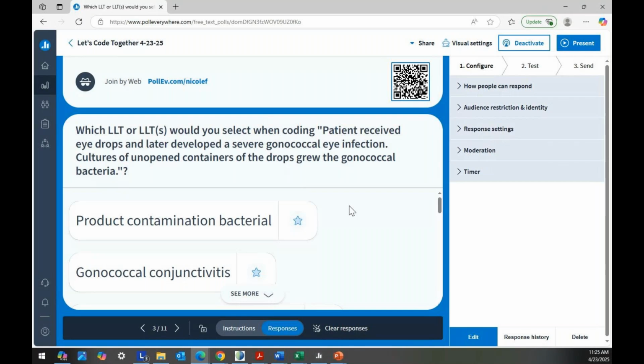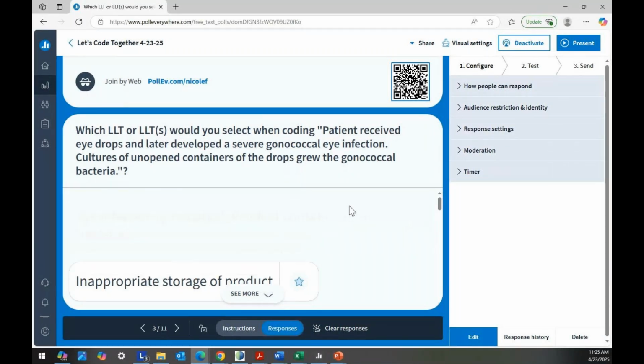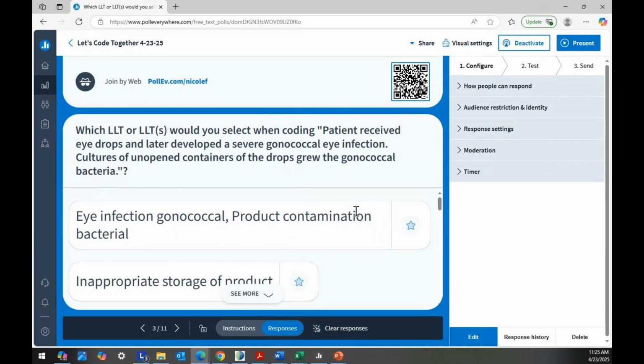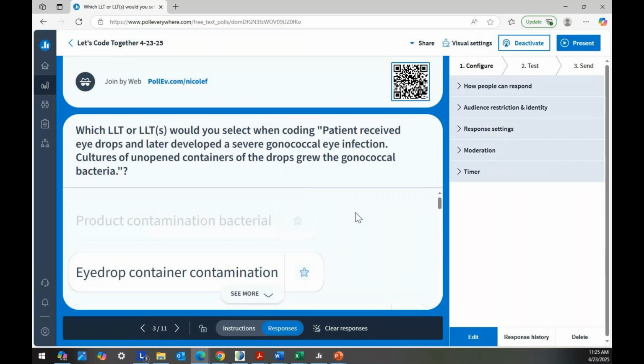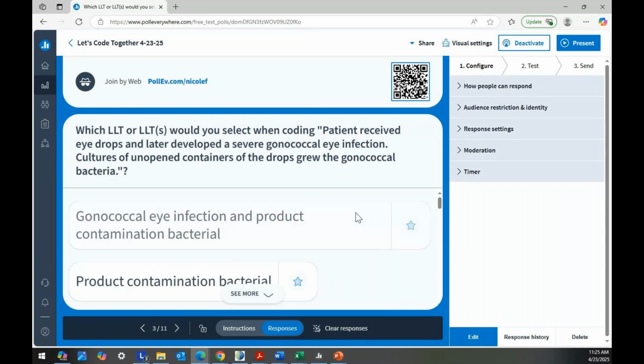Few more minutes. So some people have picked up on the fact that there's something wrong with the product. And then we even told you what kind of culture it grew. It grew the gonococcal bacteria. Excellent. Very good. All right, so let's go to our slide and show you how I would approach this.